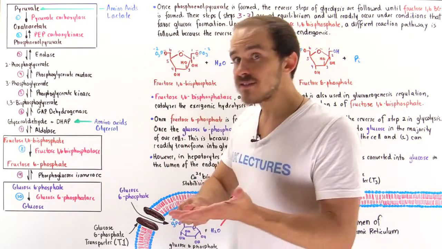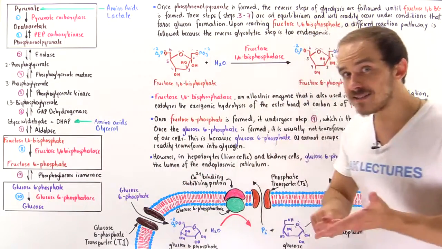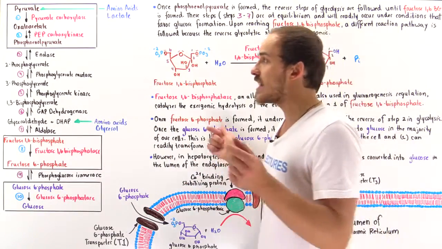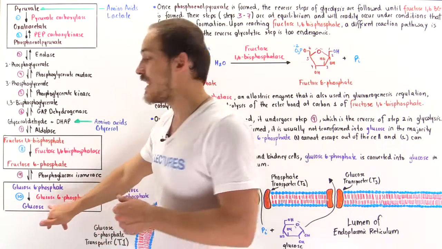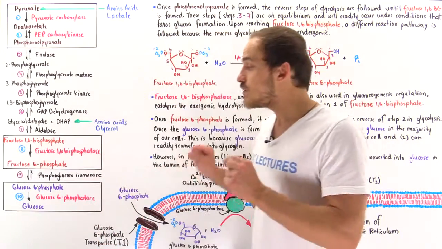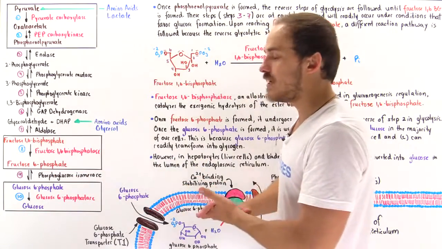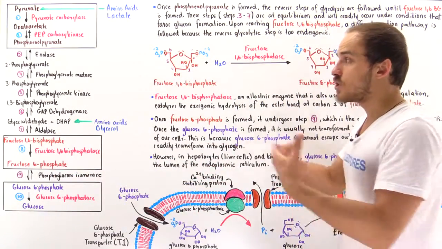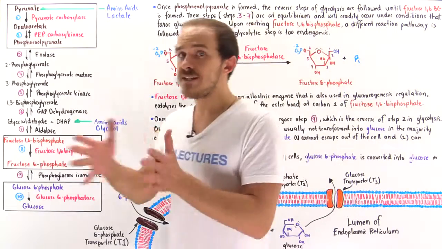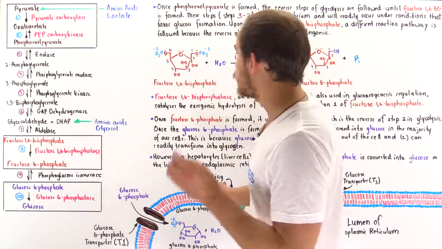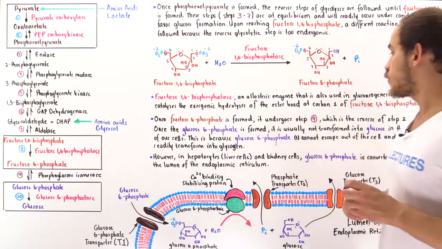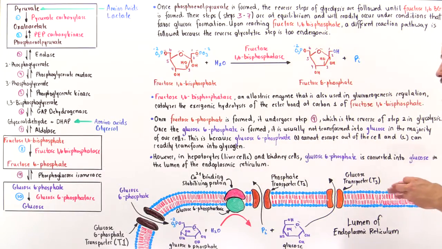And so hepatocytes, liver cells, and kidney cells have the ability to basically transform the glucose 6-phosphate into the glucose, because then the glucose can exit that cell and enter the blood plasma, where the glucose can basically be used to maintain that regular, normal concentration in the blood plasma.